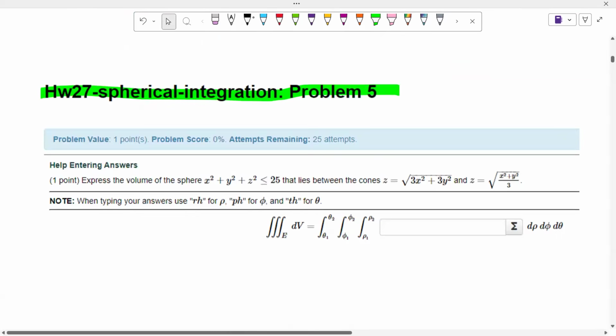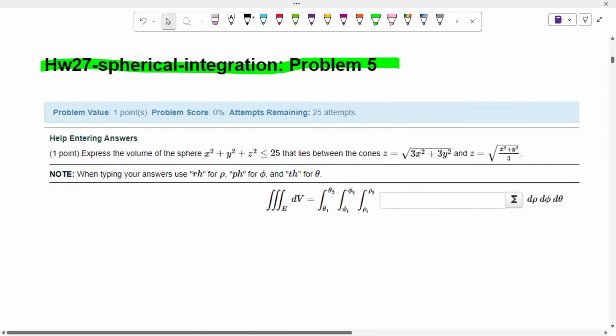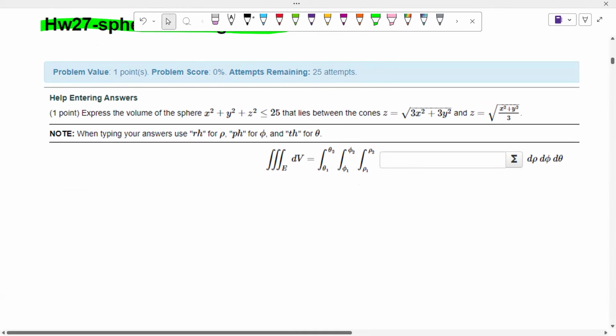All right, let's look at the next one, which I think we're moving on, yep, to spherical integration. So WebWork wants a lot of individual steps. We're just going to evaluate the derivative as it stands. So we're looking for the volume of the sphere, given right there. Looks like it's centered at the origin, has a radius of 5, and it lies in between the cones.